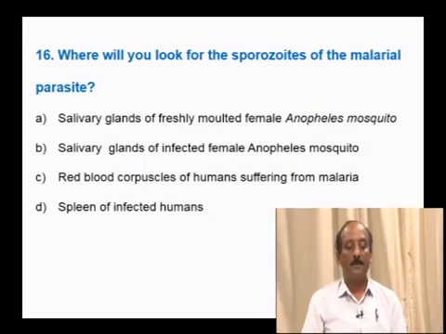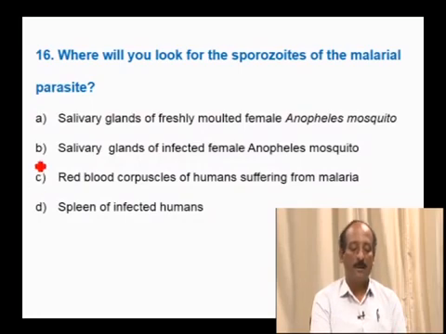Question number 16. Where will you look for the sporozoites of the malarial parasite? Option A, salivary glands of freshly mounted female Anopheles mosquito. Option B, salivary glands of infected female Anopheles mosquitoes. Red blood corpuscles of humans suffering from malaria. Spleen of infected humans. Sporozoites are the infecting stage of the malarial parasite to humans. Usually they are stored in the salivary gland of infected female Anopheles mosquito. Yes, the correct answer for this question is salivary glands of infected female Anopheles mosquito.